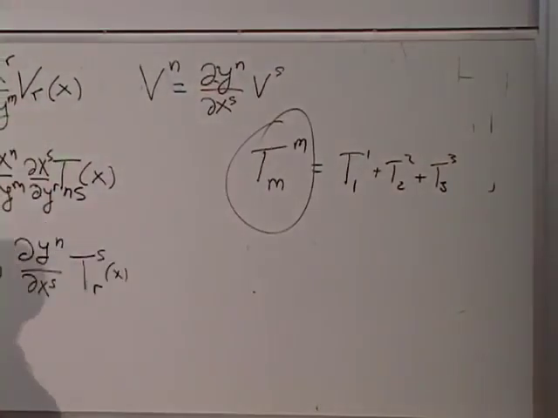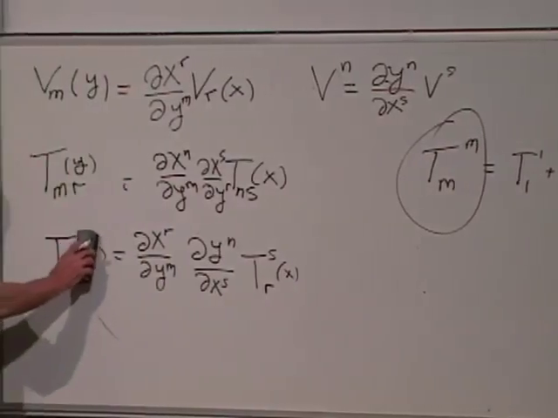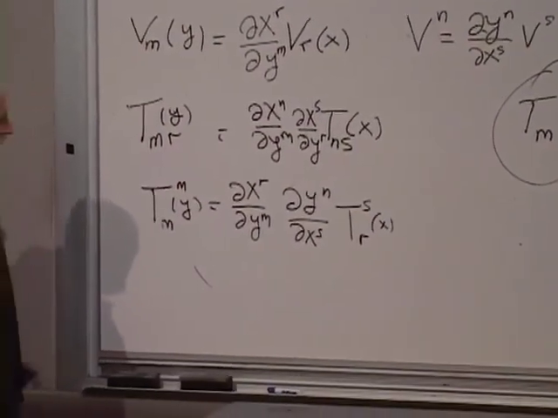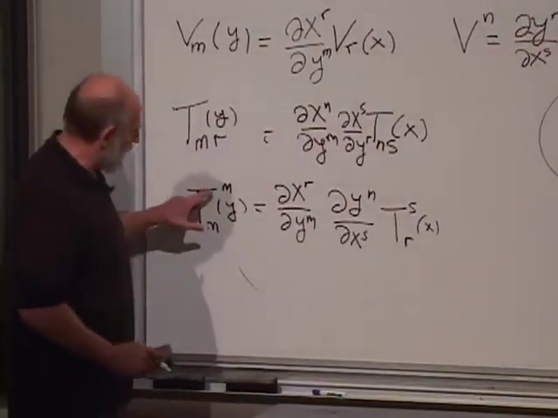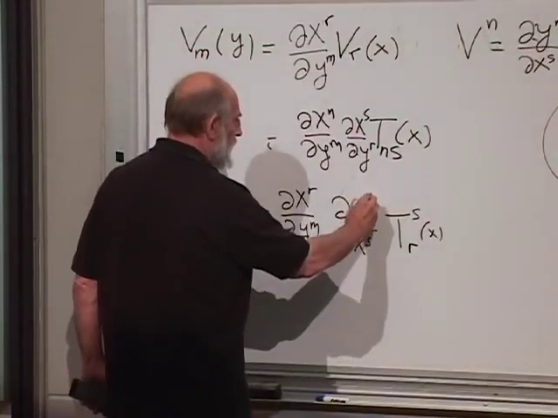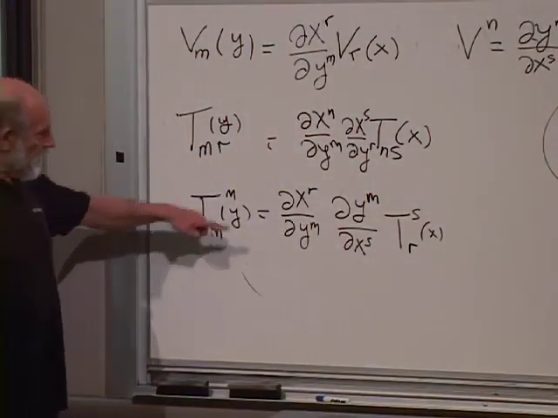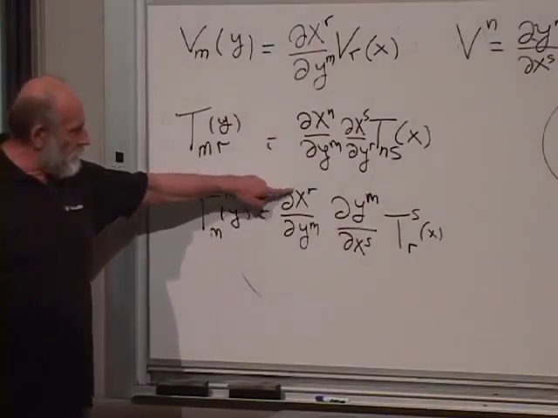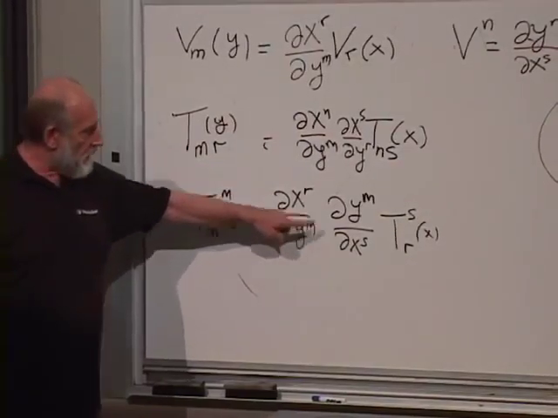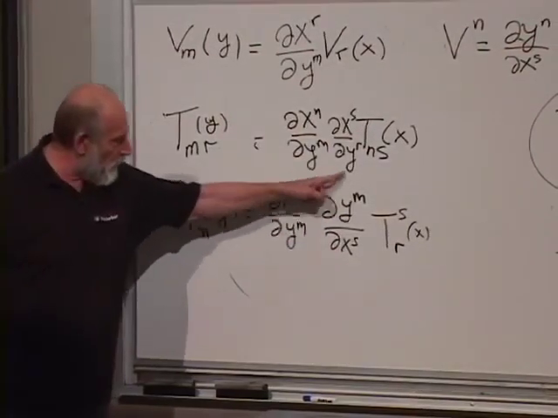All we have to do is identify m with n. Let's do it over here. Set m equal to n, or n equal to m. We better do it over here also. I've set n equal to m. And sum. Now, what do we have here? We have the change in x^r when we vary y, times the change in y when we vary x^s. What is this whole object here?